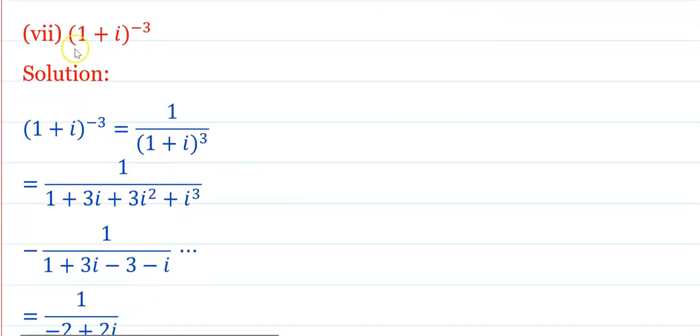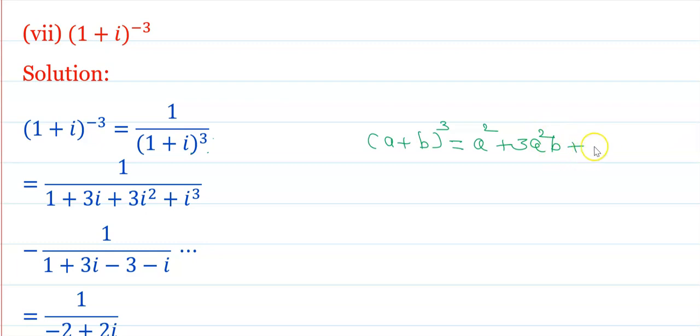Now next, (1 + i)^-3. मग हे कसं लिहिता येईल? 1 upon (1 + i)^3. Now the expansion. कुठलं expansion? This is the (a + b)^3 expansion. And what is that? a cube plus 3a square b plus 3a b square plus b cube.